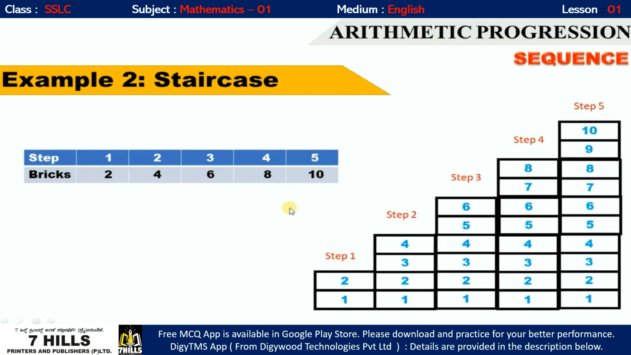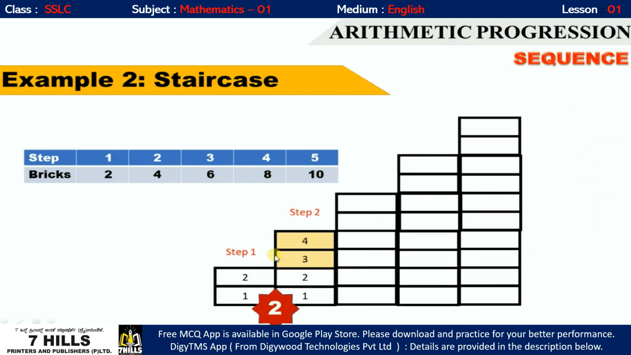How many bricks are there in the first step? 2. How many bricks are there in the second step? 4. There are 2 additional bricks for the step 2. There is difference of 2 bricks between step 1 and step 2. Similarly, goes for the step 2 and step 3. Step 2 has 4 bricks. Step 3 has 6 bricks. Step 3 has additional bricks 5 and 6. Step 3 has 2 additional bricks, isn't it? Yes. The difference between step 2 and step 3 is 2.